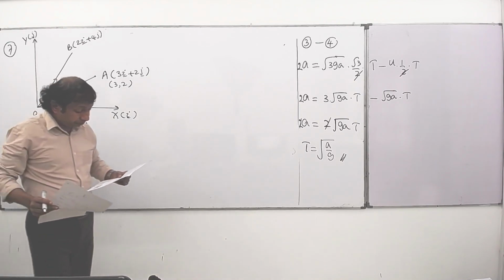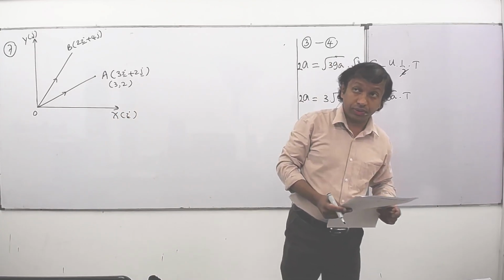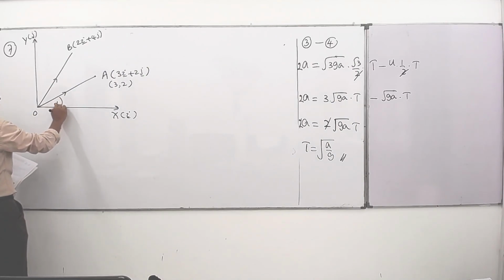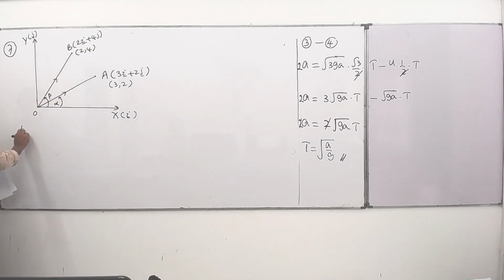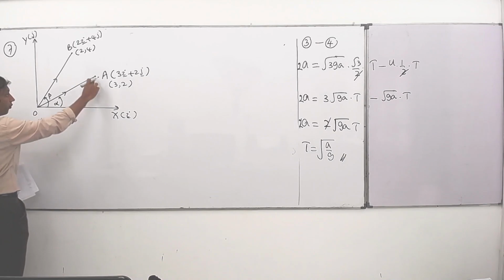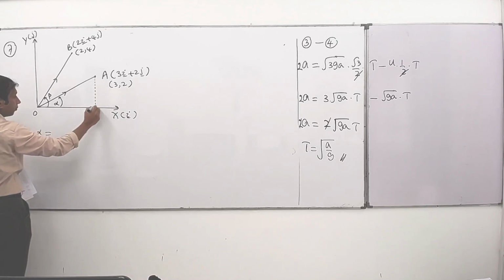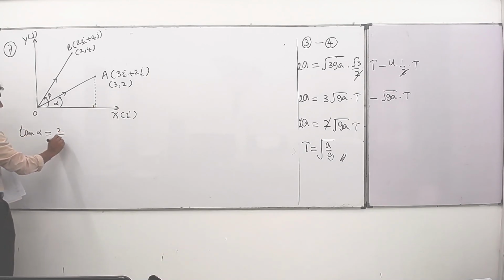Asking to show first what? That O, A and B are non-collinear. People, I will take this angle as alpha and this angle as beta. If the coordinates of B are going to be (2, 4), I can write tan alpha: the opposite side is the y coordinate of this point, 2, and the adjacent side, when you drop a perpendicular here, is the x coordinate 3. Then tan alpha is 2 over 3.